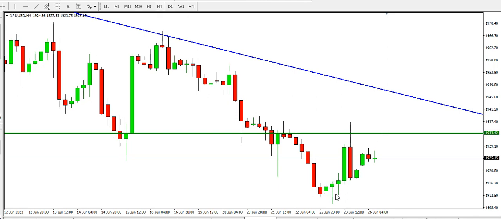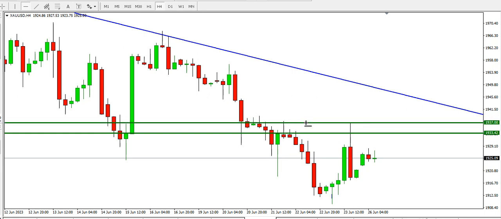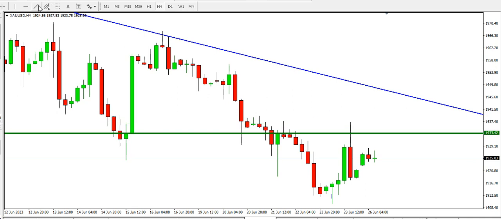We can see price testing this level, more like this resistance level. So we possibly have liquidity around this point. I'm talking about the 1937 point. We might possibly see a liquidity sweep. Price might sweep this particular point or grab it before price possibly drops.